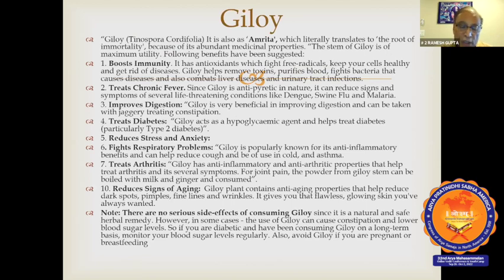Giloy. Now, Giloy, as I mentioned, is very, very good. It is a stem that grows everywhere in India. You soak it at night and have it in the morning, but then pills are available too. It boosts immunity, treats chronic fever, improves digestion, diabetes. Some of these are proven, some of these are just observation. The bottom line is Giloy is very useful.